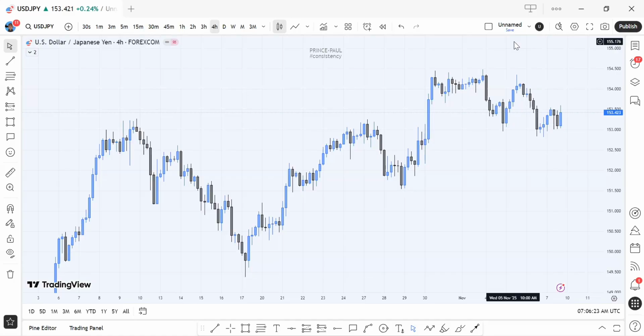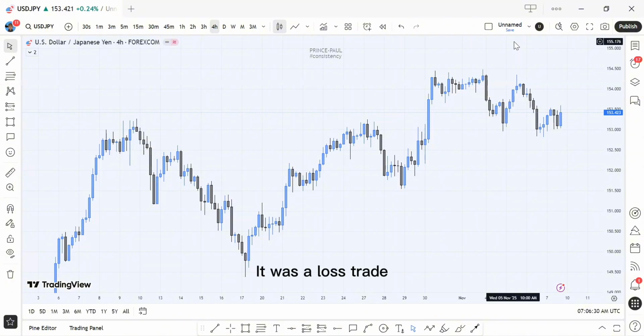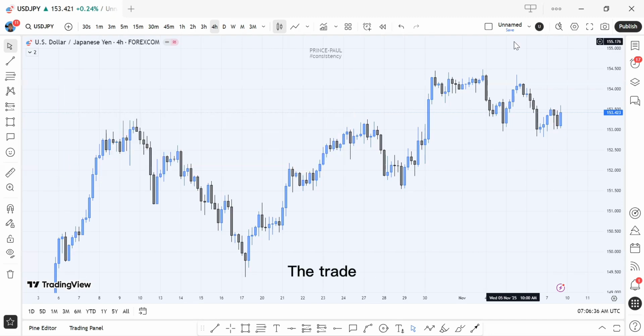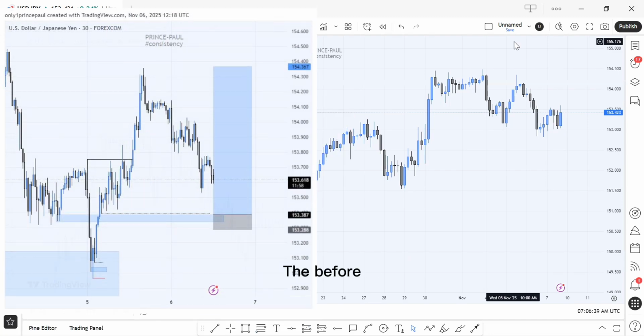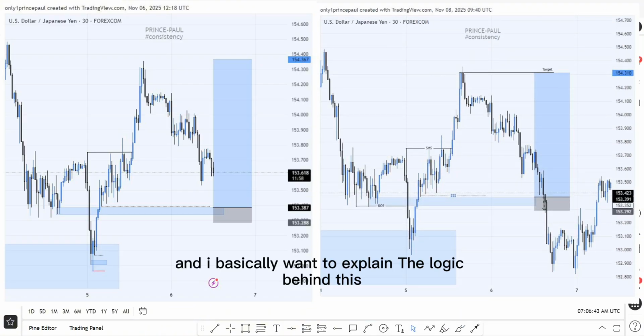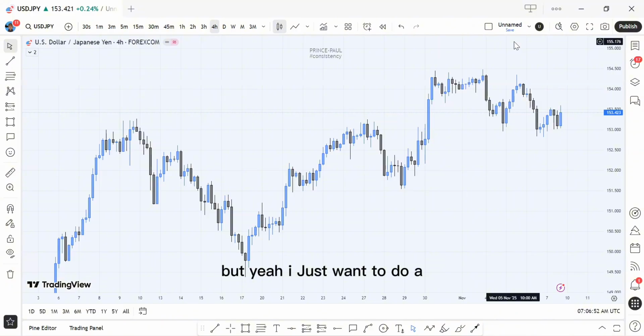Okay, I want to share a trade recap I had on USDJPY earlier this week. It was a loss trade. You can see the loss over here. You can see the trade chart over here, the before and the after, and I basically want to explain the logic behind this trade, why I took this trade. I don't really know why it was a loss, although I figured out one or two things, but I just want to do a trade breakdown, right?